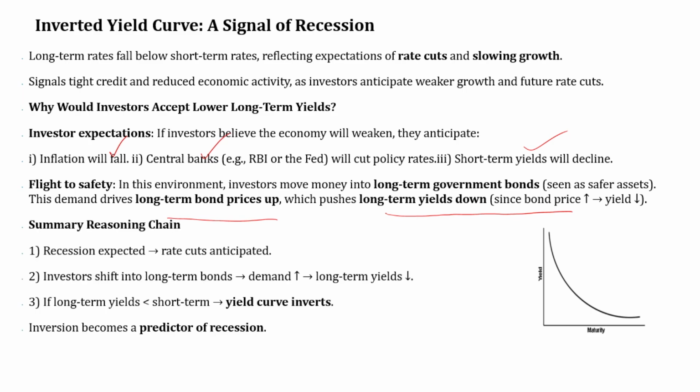So this is the summary of the reasoning chain. A recession is expected, then rate cuts are anticipated, investors shift into long-term bonds, as a result demand increases, then the rate of interest declines. So if long-term yields are less than short-term yields, then we will be getting an inverted yield curve.